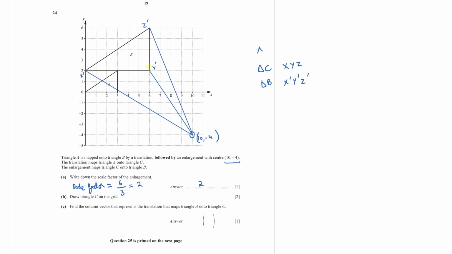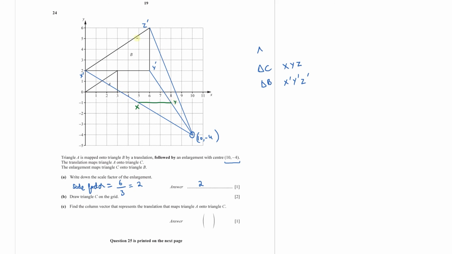So which point gives me a length of 3 between X and Y? This is 6 here: 1, 2, 3, 4, 5, 6. If I keep going down, here it's 1, 2, 3, 4, around 4. And if I keep going down and look at this distance here, this distance is 3. So this point is X and this point is Y.